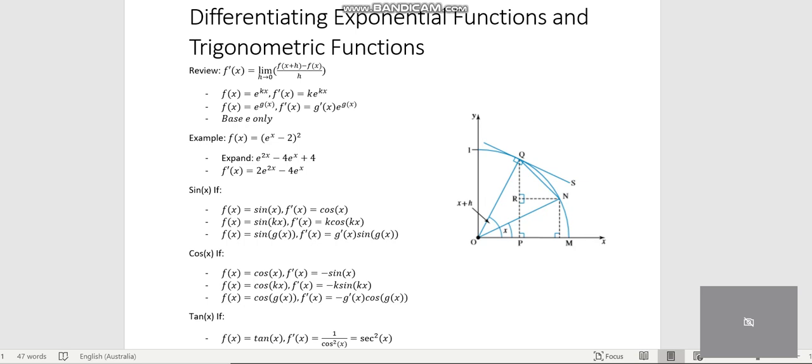Quick review of differentiation. f dash of x is the limit as h approaches 0 of f of x plus h minus f of x, all over h. So it's the rise over run. Instead of x1, y1, it's f of x plus h and f of x.